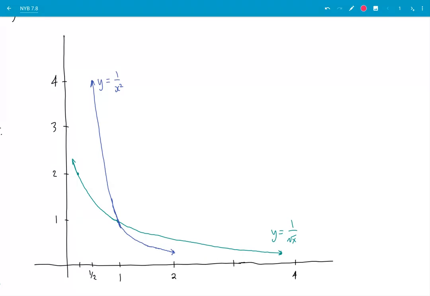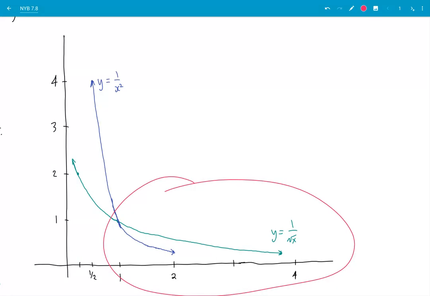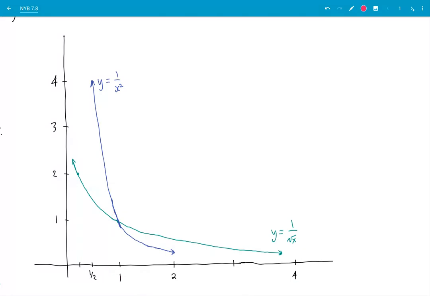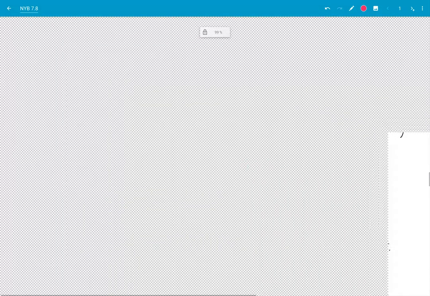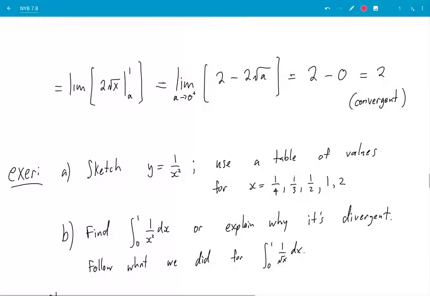Relatively quickly. You can also see what's happening from 1 to infinity. Well, in the sense that the blue curve is approaching the x-axis quite a bit faster than the green curve. This goes some way towards making sense of the integrals we found. Anywho, let's go back to where we were.